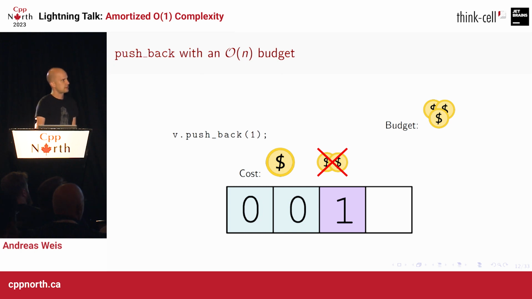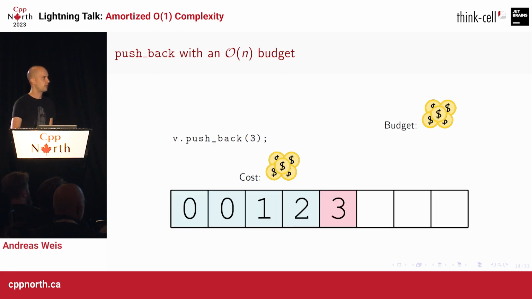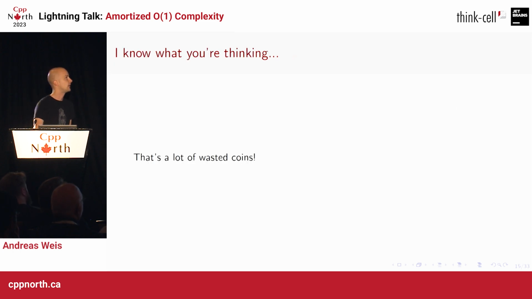So that means our budget here for 1 element is actually 3 coins. I use 1 of those 3 coins to insert the element, the other 2 I throw away. For the 2nd element, I now have a budget of 4 coins. Again, I only need to use 1 of those coins, the other ones I throw away. And for the 3rd element, I have a budget of 5 coins, and now I actually need all of those 5 coins to execute the operation. So I know what you're thinking. We've been throwing away a lot of coins here. That doesn't seem to be a smart idea.